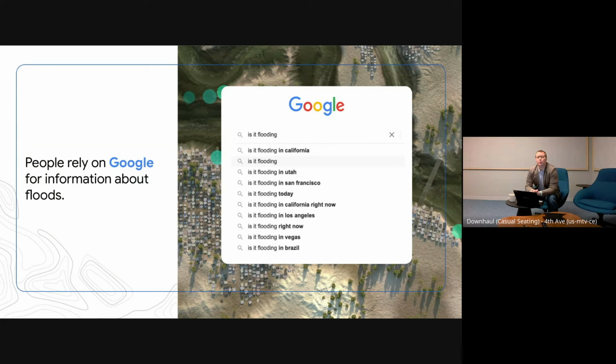So people come to Google for information about floods, and we'd like to be able to provide that information to them. This can be easy in some parts of the world where governments have sophisticated flood forecasting agencies that produce alerts that we can scrape and then provide to people. It can be challenging in other parts of the world where flood forecasting agencies maybe don't issue alerts or don't issue timely alerts or don't cover the whole country. So our goal really is to provide flood warnings to as much of the world as possible.